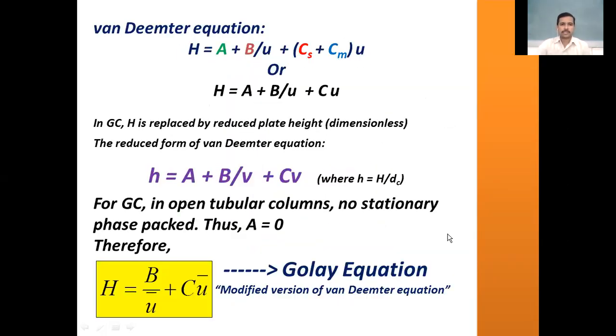Okay, so you consider this Van Deemter equation that can also be written as H is equal to A plus B by u plus Cu, or H is equal to A plus B by u bar plus C into u bar, where u bar will be the optimum velocity of the mobile phase or optimum speed of the mobile phase or optimum flow rate of the mobile phase through the chromatographic column.